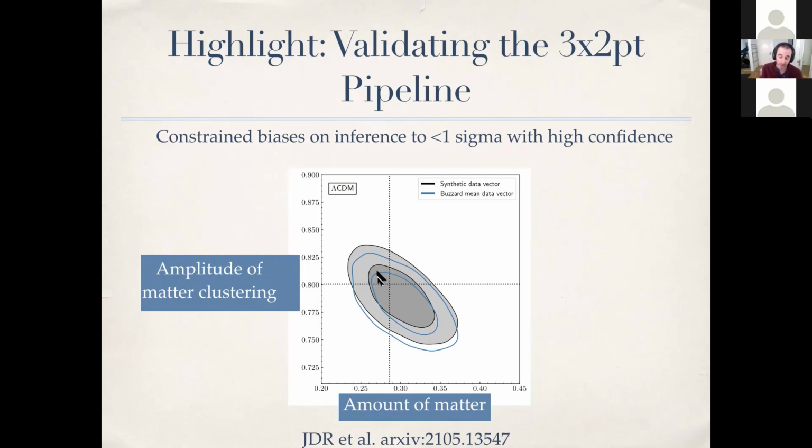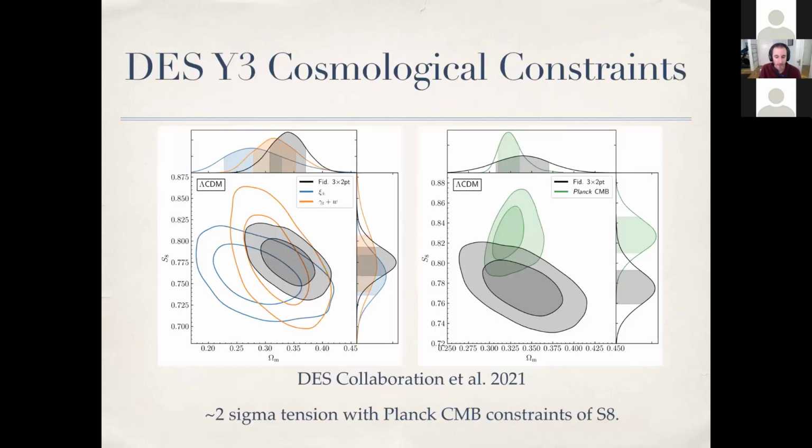And so the very small offset that you can see between the black and the blue means that we have successfully reproduced unbiased cosmological constraints in our simulations, which I think gives us quite a bit of faith in this full analysis pipeline, given how complex it is. So once we've done that, we can then go ahead and do the same thing on the real data.